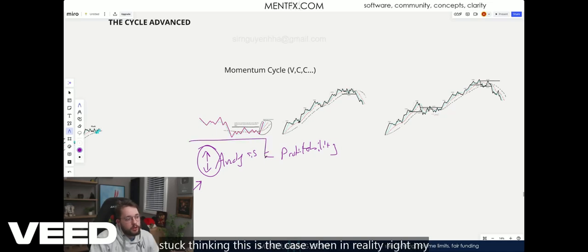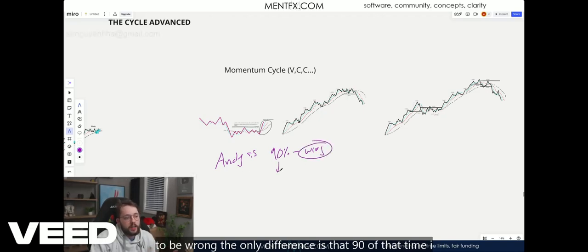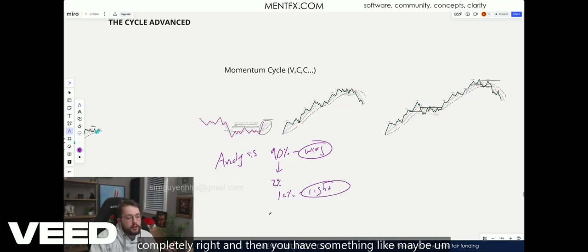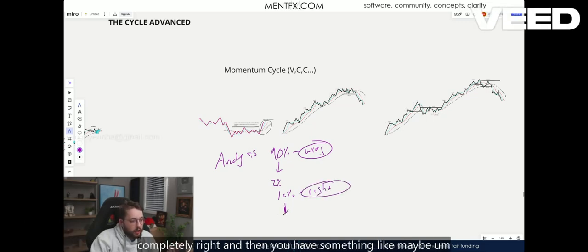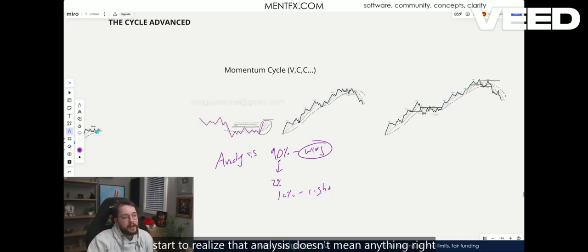Because most traders are stuck thinking this is the case, when in reality, just so you guys understand this, my analysis on anything, technically 90% of the time, is going to be wrong. The only difference is that in 90% of those cases, I probably don't take a trade, and 2% of the time it ends up being fully wrong. And then 10% of the time my analysis is completely right, and maybe 20% of the time it actually makes me money. So you can go through this step by step, but you start to realize that analysis doesn't mean anything.